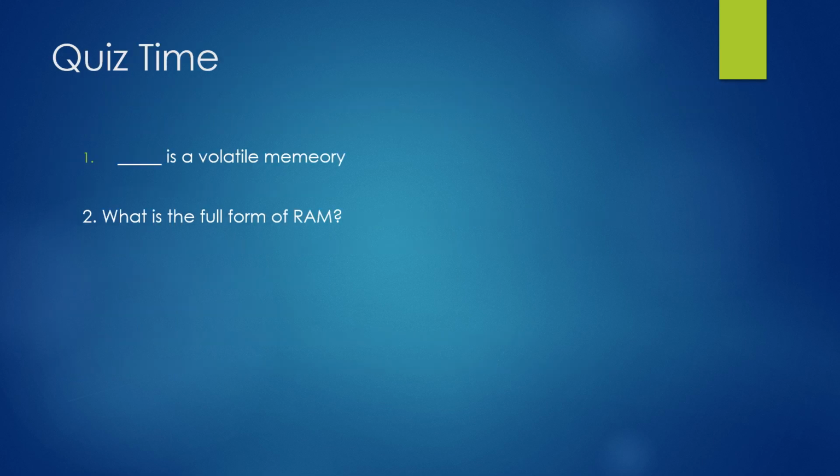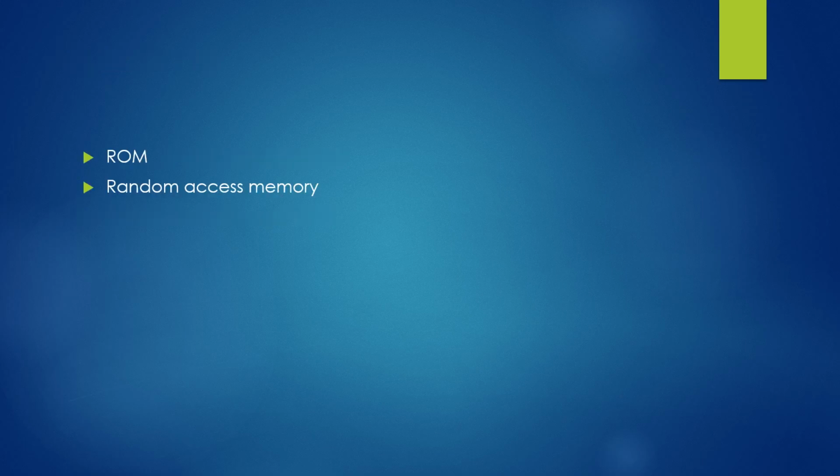It's time for a quiz. Dash is a volatile memory. And the second question: what is the full form of RAM? Here you have the answers. RAM is a volatile memory, and the full form of RAM is random access memory.